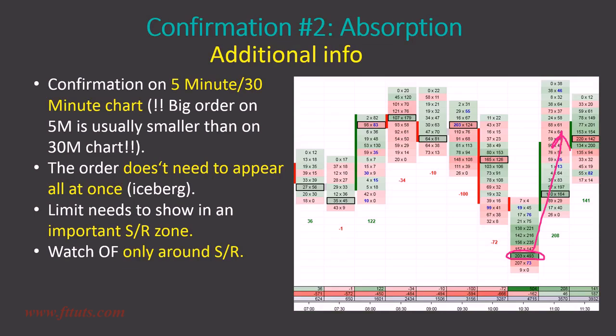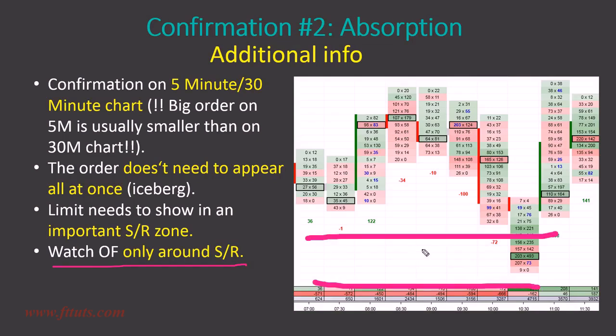Now again, as in the previous video, you don't need to watch the order flow all the time. You only need to watch it around support and resistance zones. So imagine that this is a support zone. You have some alert, for example, in here. When the price is getting near the support, you get a signal from the alert, you open up the order flow, the price goes slower, and in this area you are waiting for the confirmation. In this area you are waiting for something like this.